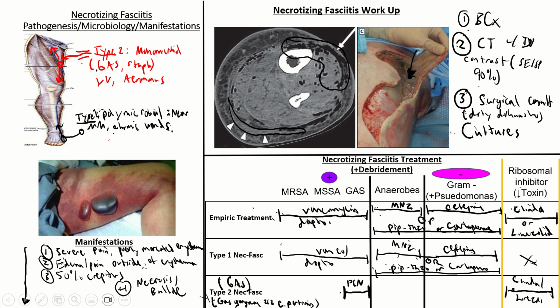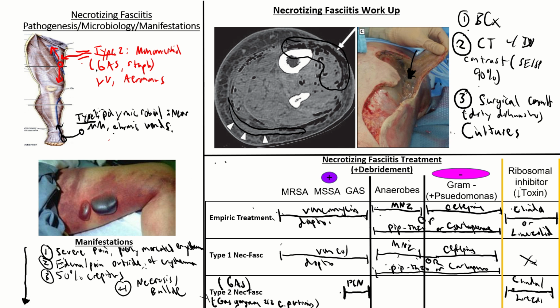Usually this causes more gas-forming infection in your muscles. Sometimes it can cause a necrotizing fasciitis, but a lot of times more of a necrotizing myositis. But it does have the same exact treatment of penicillin plus a ribosome inhibitor, so I just want to include it here. So that is your pathogenesis, microbiology, manifestations, workup, as well as treatment of necrotizing fasciitis.